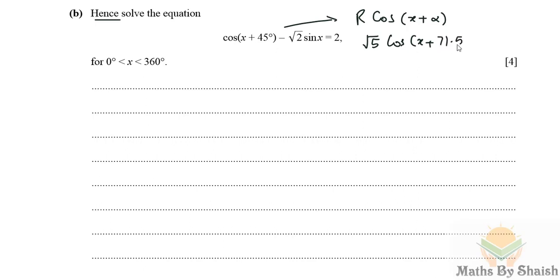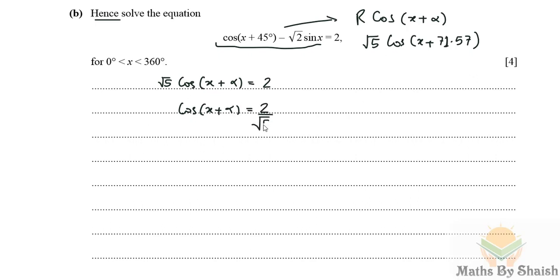Alpha is 71, it was 71.57, but we will take alpha and we will write the last value, or we will find the x. When we write the last answer of x, we will include the 71.57. So from here we got root 5 cos(x plus alpha) as 2, because the left hand side becomes this, equals to. It means from here we can calculate x plus alpha is going to be 2 over root 5.